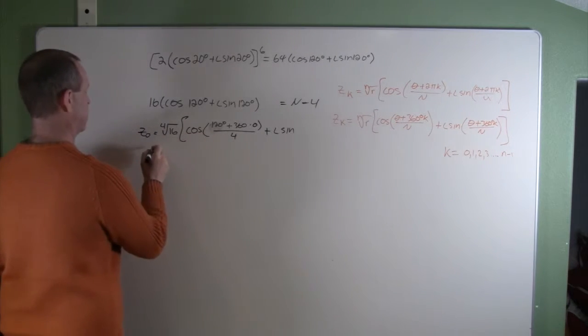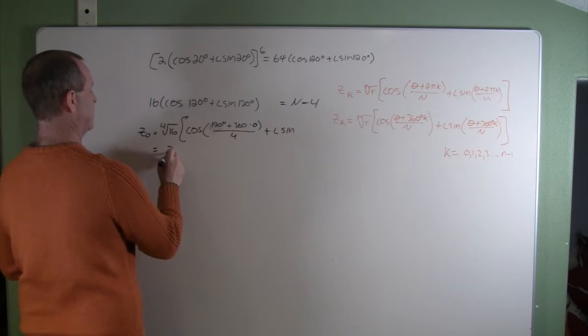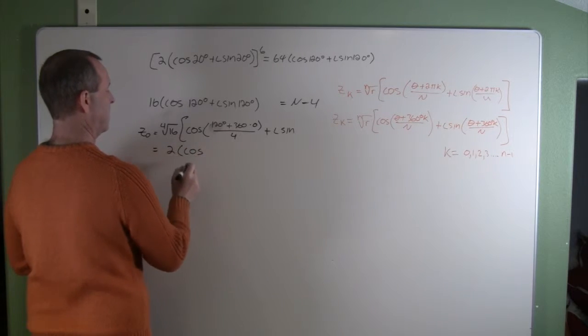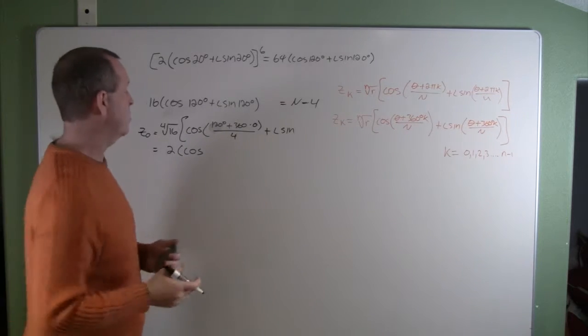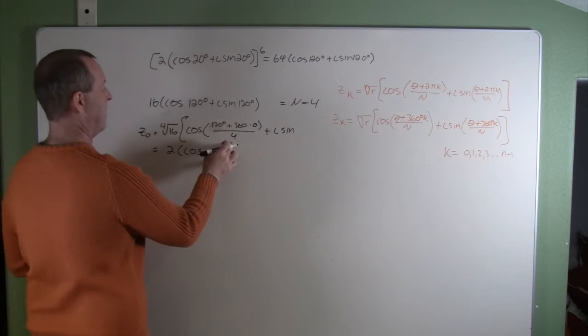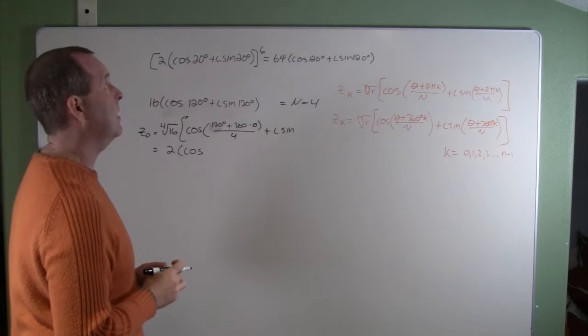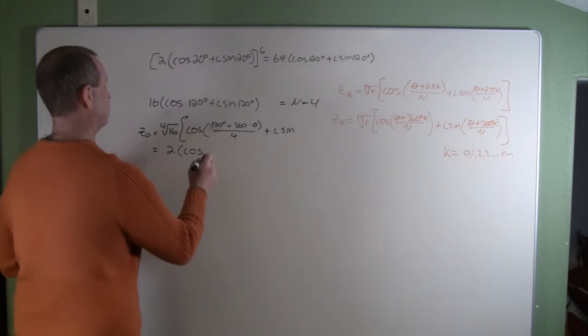So let's figure out what that amount is. The 4th root of 16 is a 2. Cosine 120 degrees plus 360 times 0 is 120 degrees. 120 degrees divided by 4. 120 divided by 4 is 30.